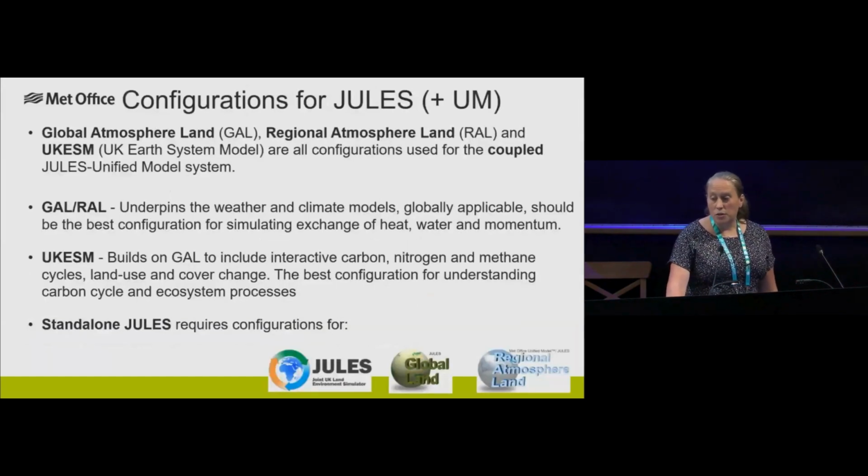So for the configurations for JULES, we have several coupled JULES Unified Model System configurations, which Rich has mentioned, which is the GAL and the RAL. We also have the Earth System Model, the UKESM. So the GAL and the RAL underpin the weather and climate models. They basically are globally applicable. They should be the best configuration for simulating heat, energy, and water fluxes globally. The UKESM will build on this and include interactive carbon, nitrogen cycles, methane, and this is basically the best configuration we have for understanding the Earth system and the carbon cycle. So for this particular example, we're looking at standalone JULES. We require configurations for both the physical land and the Earth system land in this case.